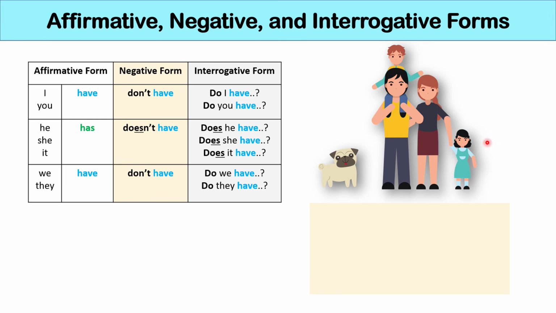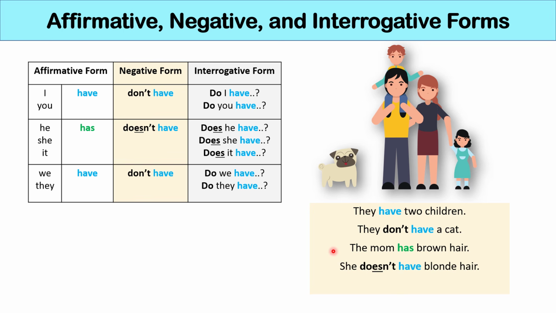So for example, here we have a picture of this family. They have 2 children. They don't have a cat. The mom has brown hair because the mom is she. She has brown hair. She doesn't have blonde hair. Do they have a dog? Yes, they do.